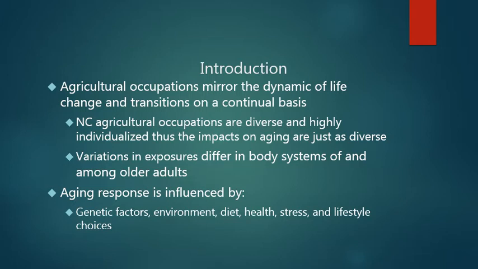Okay, so agricultural occupations actually mirror the dynamic change and transitions of life on a continuous basis. Every season is different. Every crop is different. We rotate crops from farmer to farmer. No two have the same equipment or the same land that they take care of or the same types of animals or crops. So it's constantly changing as the environment changes, both the natural environment and the economic environment.